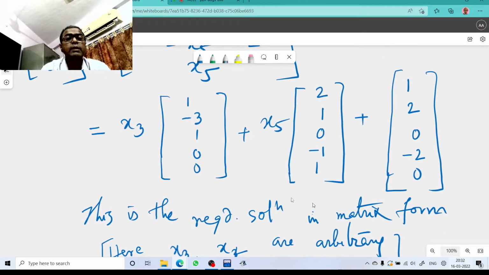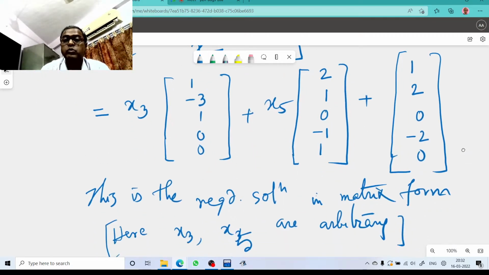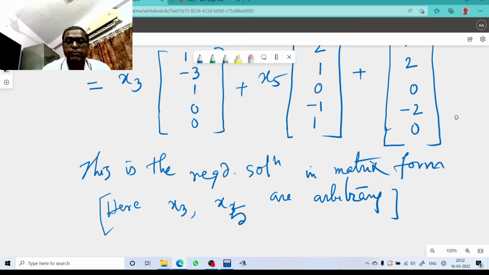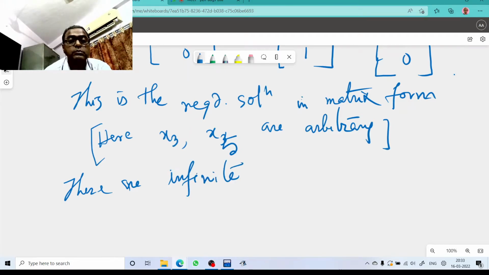So putting arbitrary values of x3 and x5, suppose x3 equal to 0, x5 equal to 0, you get 1 2 0 minus 2 0 as a particular solution for this system. So there are infinite number of solutions in this system. Clear?